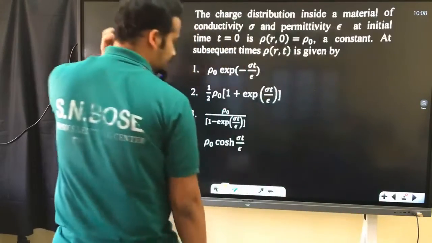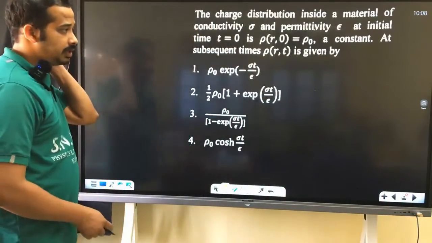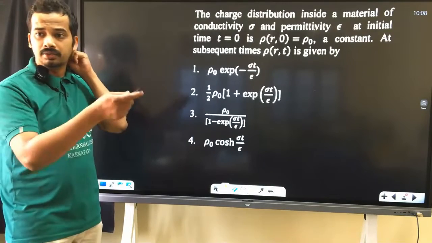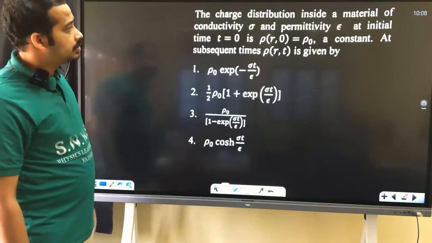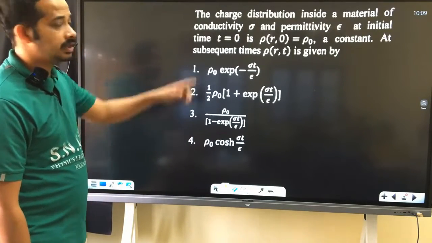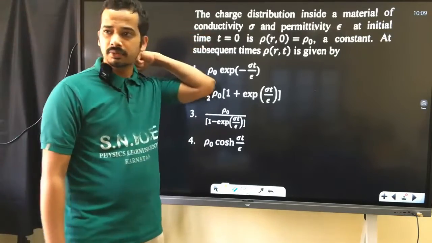Now this is a big slide actually, whatever I made, but I'll be giving only some overview here. Okay, what is this question? Charge distribution inside a material of conductivity sigma. Material of conductivity means it is a conductor.